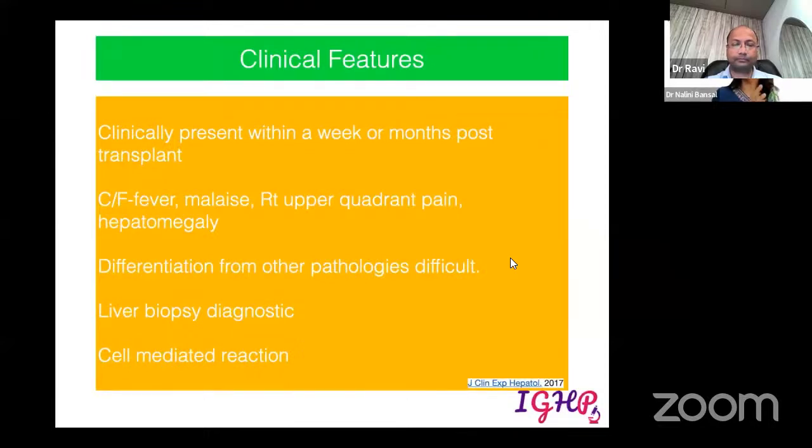Now moving on to once a liver is transplanted, how will a clinician get to know that there is some problem occurring in the liver? So the most common clinical presentation that is going to happen.